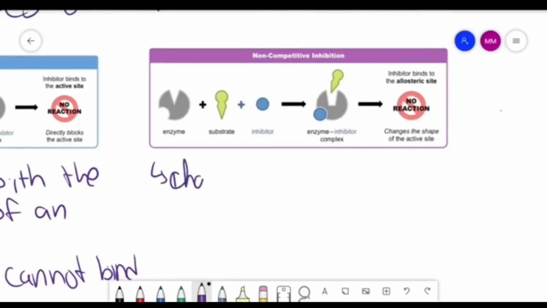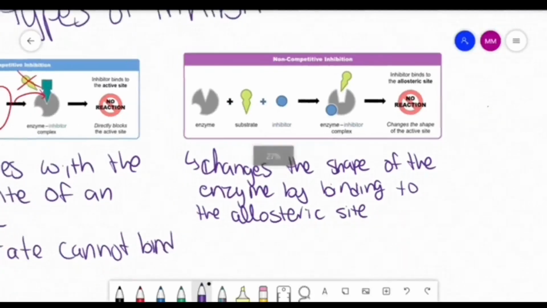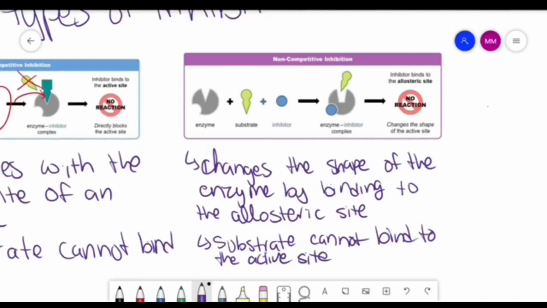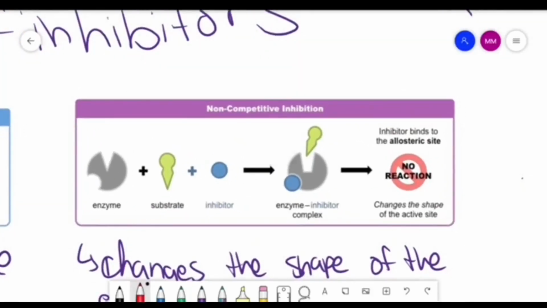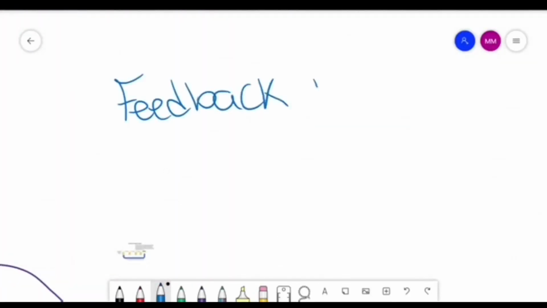On the other hand, non-competitive inhibitors change the shape of the enzyme by binding to the allosteric site. This prevents the substrate from attaching to the active site because the shape is now different. As you can see, the inhibitor changes the shape of the enzyme's active site, which was a V but is now a rectangle, so the reactants cannot attach.